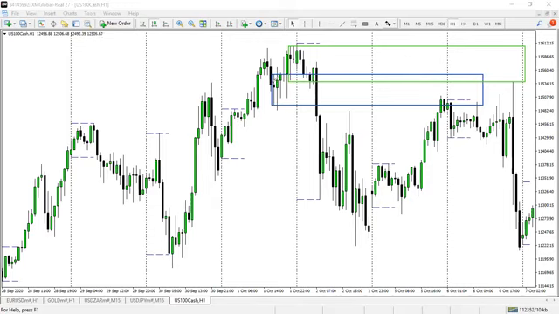So this was a breaker. This was the return here, right there. They return to the breaker, right? Now this is the breaker, and this is the mitigation block, and this is the order block before BMS. Three confluences at the same area.